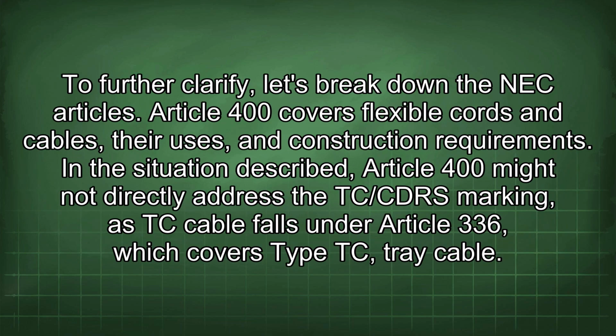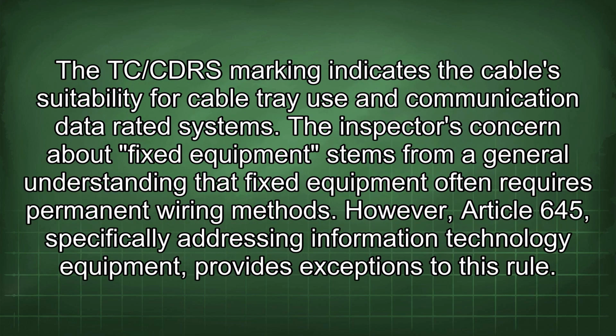To further clarify, let's break down the NEC articles. Article 400 covers flexible cords and cables, their uses, and construction requirements. In the situation described, Article 400 might not directly address the TC/CDRS marking, as TC cable falls under Article 336, which covers Type TC tray cable. The TC/CDRS marking indicates the cable's suitability for cable tray use and communication data rated systems.